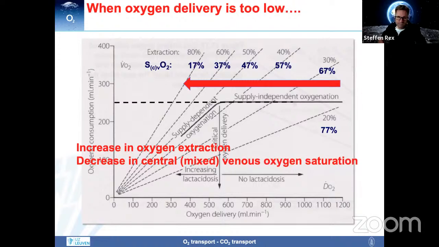Because if the body starts to increase oxygen extraction, then you will have a decrease in the central or mixed venous oxygen saturation. So normally, the arterial blood has a saturation of 100%. You have an extraction of 25%, so you see a venous oxygen saturation of 75%. But if you increase oxygen extraction, let's say to 50%, then the venous oxygen saturation is also 50%. And this is an alarm sign for you as a perfusionist, or for me as an anesthesiologist. It says that there's something wrong with oxygen delivery.